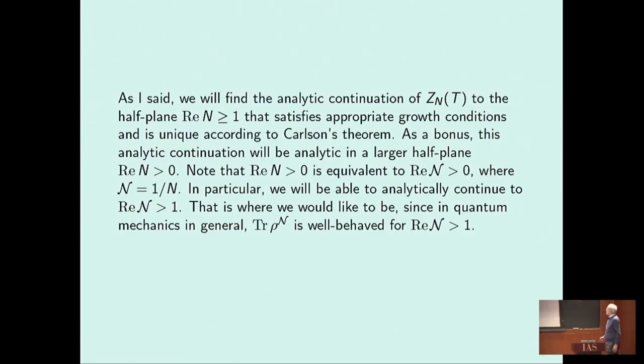And the reason that's important is that once we have holomorphy when the real part of n is bigger than 0, we also have holomorphy when the real part of curly n is bigger than 0, where curly n is 1 over n. In particular, we'll get holomorphy when the real part of curly n is bigger than 1. And that's where we would like to be, because in quantum mechanics in general, the trace of rho to the curly n is well behaved when the real part of curly n is bigger than 1. So in the orbifold, we start in the wrong region, where curly n is 1 over an integer, so it's less than 1. And because of what I'm saying here, we can continue from curly n less than 1 to the region we want, where curly n is bigger than 1.